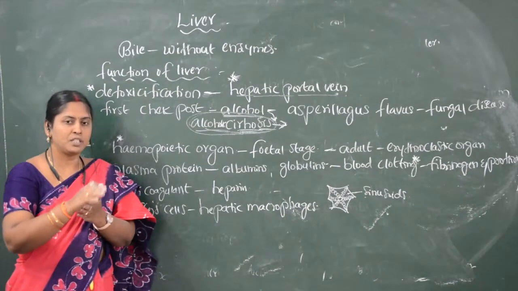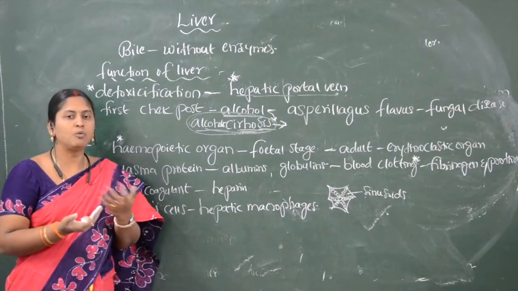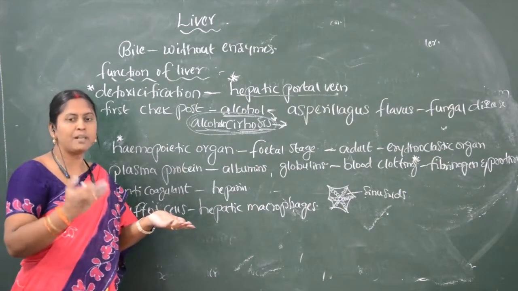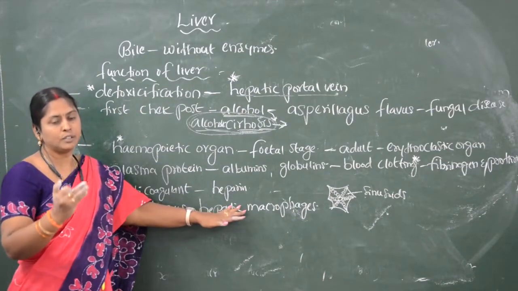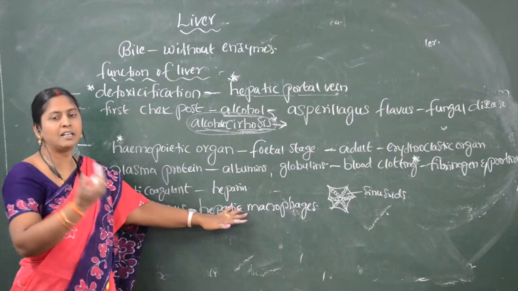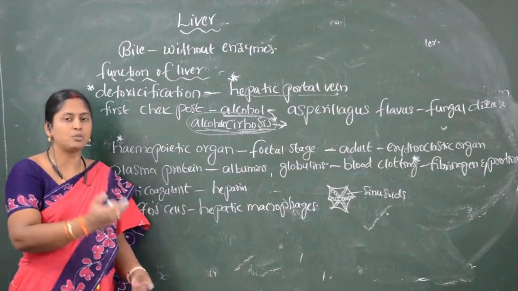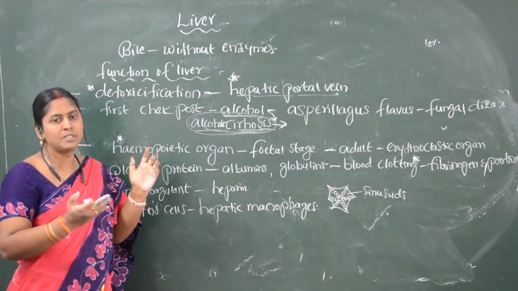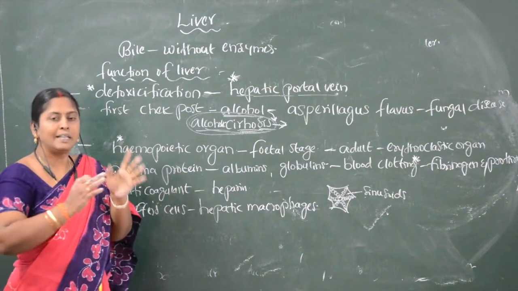Detoxification: when we are consuming food and water, they contain many microorganisms. The liver prevents these microorganisms from entering directly into the blood circulation. The digested food particles from the intestine enter the liver through the hepatic portal vein. After entering through the hepatic portal vein, the liver detoxifies these germs, and only after detoxifying will these things enter the blood circulation. That is one more function.